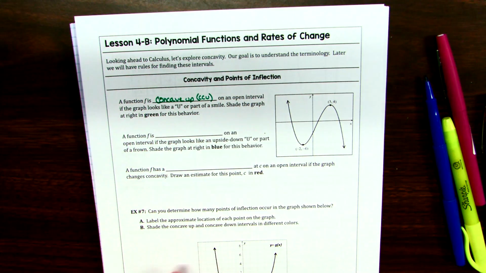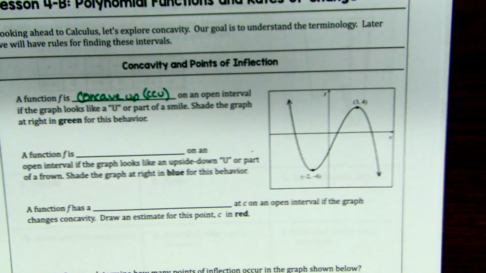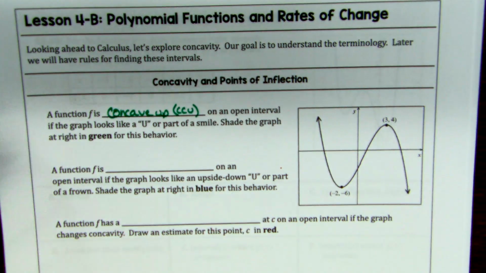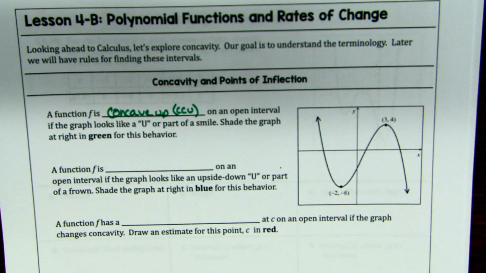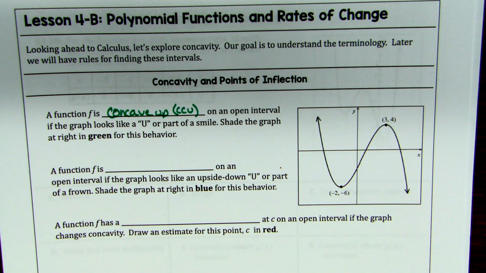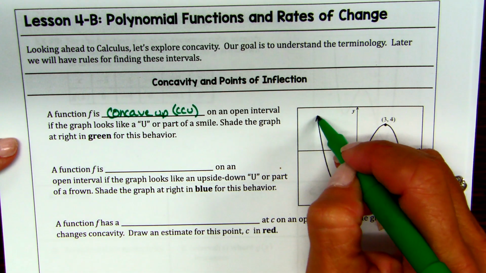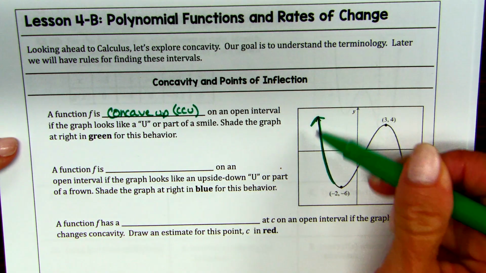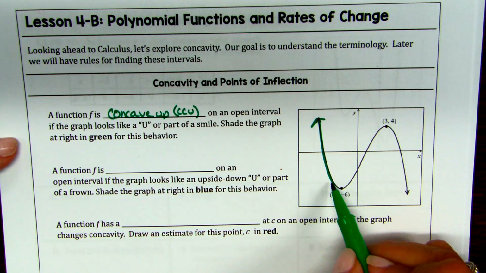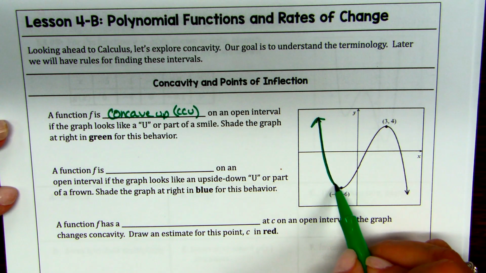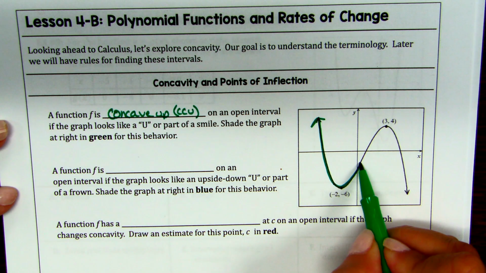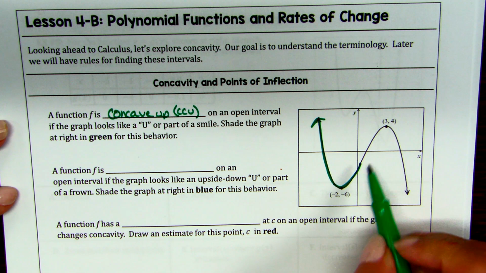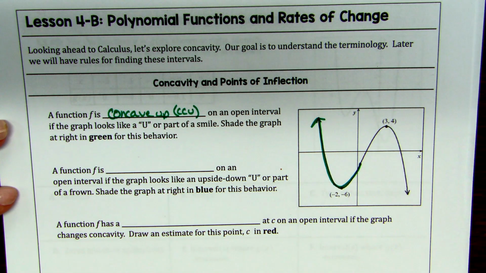I love my abbreviations. Concave up if the graph looks like a U or part of a smile. So we know this. A lot of reviewing what we're doing today. There's really only one new thing today. So concave up would be towards infinity, or negative infinity, I should say, to the left. And then it changes somewhere over here, okay? And we'll talk about that spot here in a second, all right?